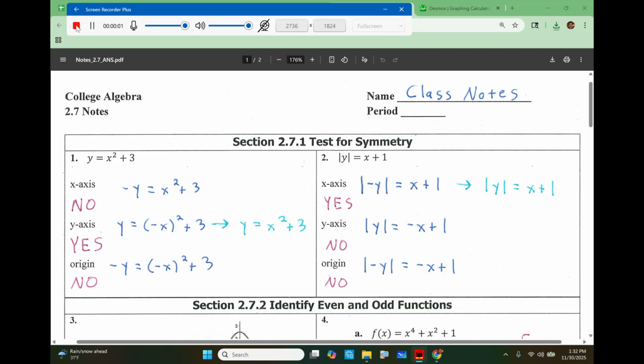Today we're looking at section 2.7 notes. So today we're dealing with analyzing graphs of functions and piecewise defined functions. So this first note is a test for symmetry.